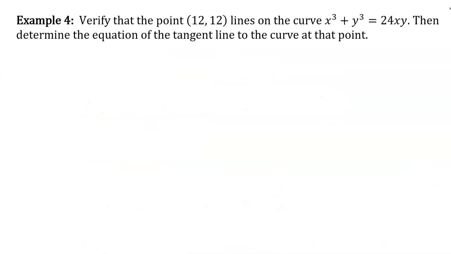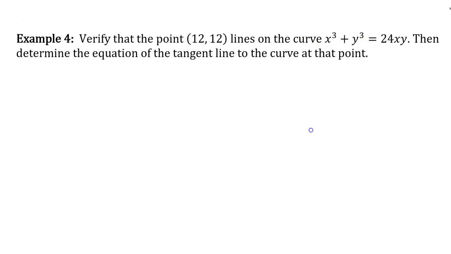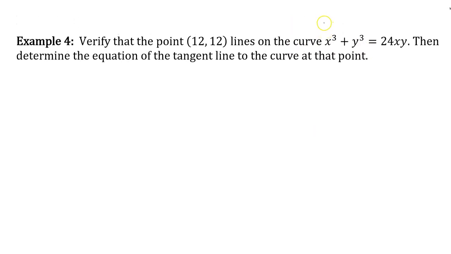So let's do one more. We want to verify that the point (12, 12) lies on the curve, and then determine the equation of the tangent line. So just to verify that the point's on the curve, we would do simple substitution. So 12 cubed plus 12 cubed, does that equal 24 times 12 times 12? And yes, it does. You can verify that with your calculator if you wish, or you can just trust me. You probably should verify it with your calculator, so pause the video, go verify.